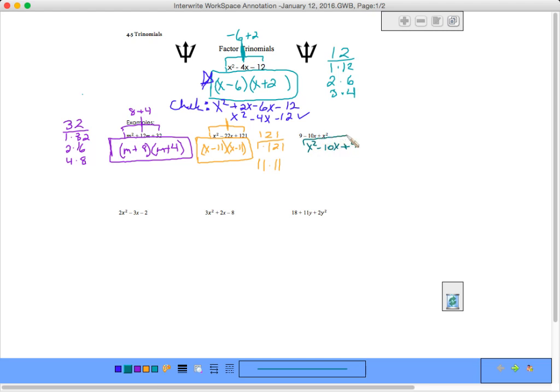So I'm going to multiply my ends, remembering that this is a 1. So that means I have 1 and 9, and I have 3 and 3. Okay, I have an x squared here, so I'm going to write x and x. Now to get the negative 10, I need negative 1 and negative 9. Negative 1 minus 9 is negative 10. There we go. And that's factored.